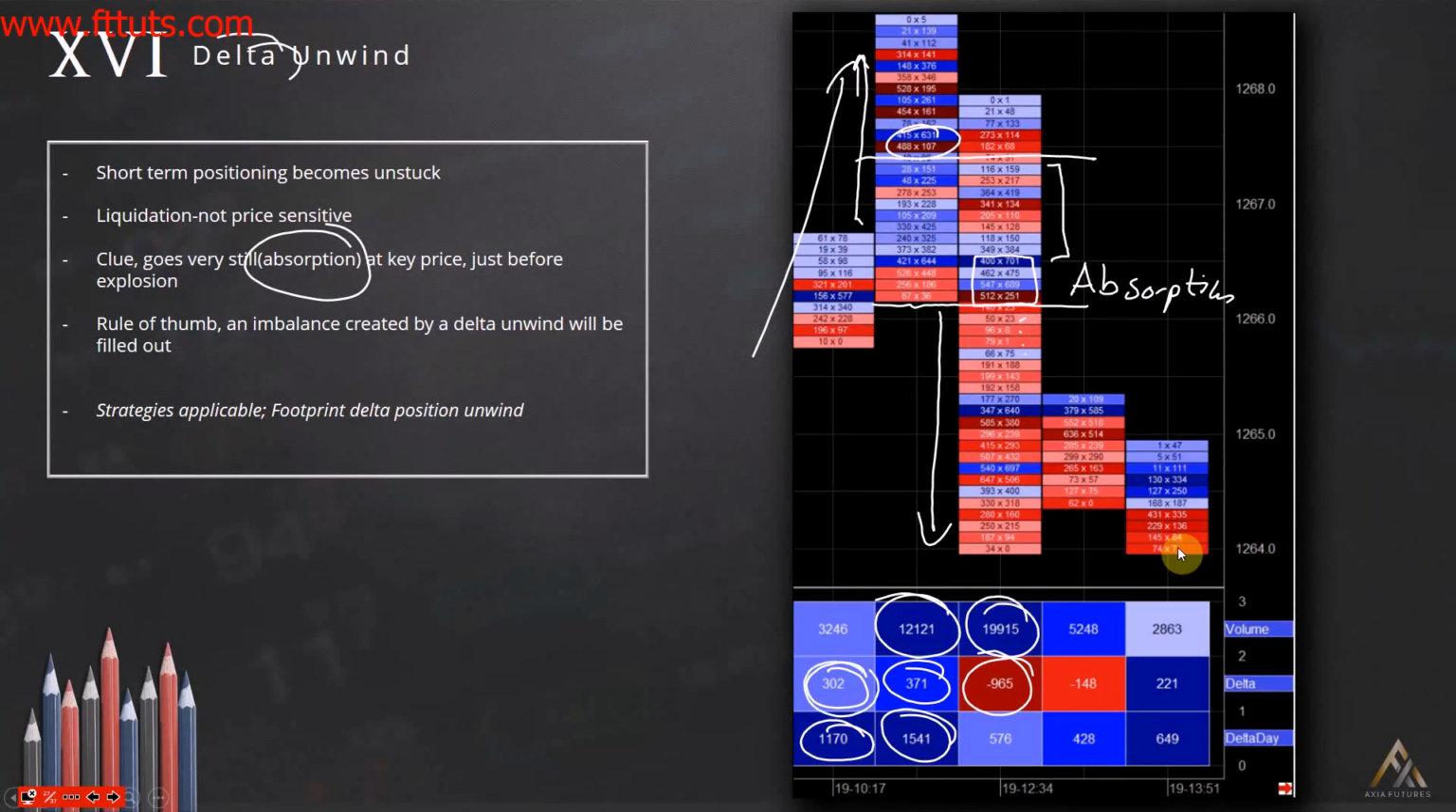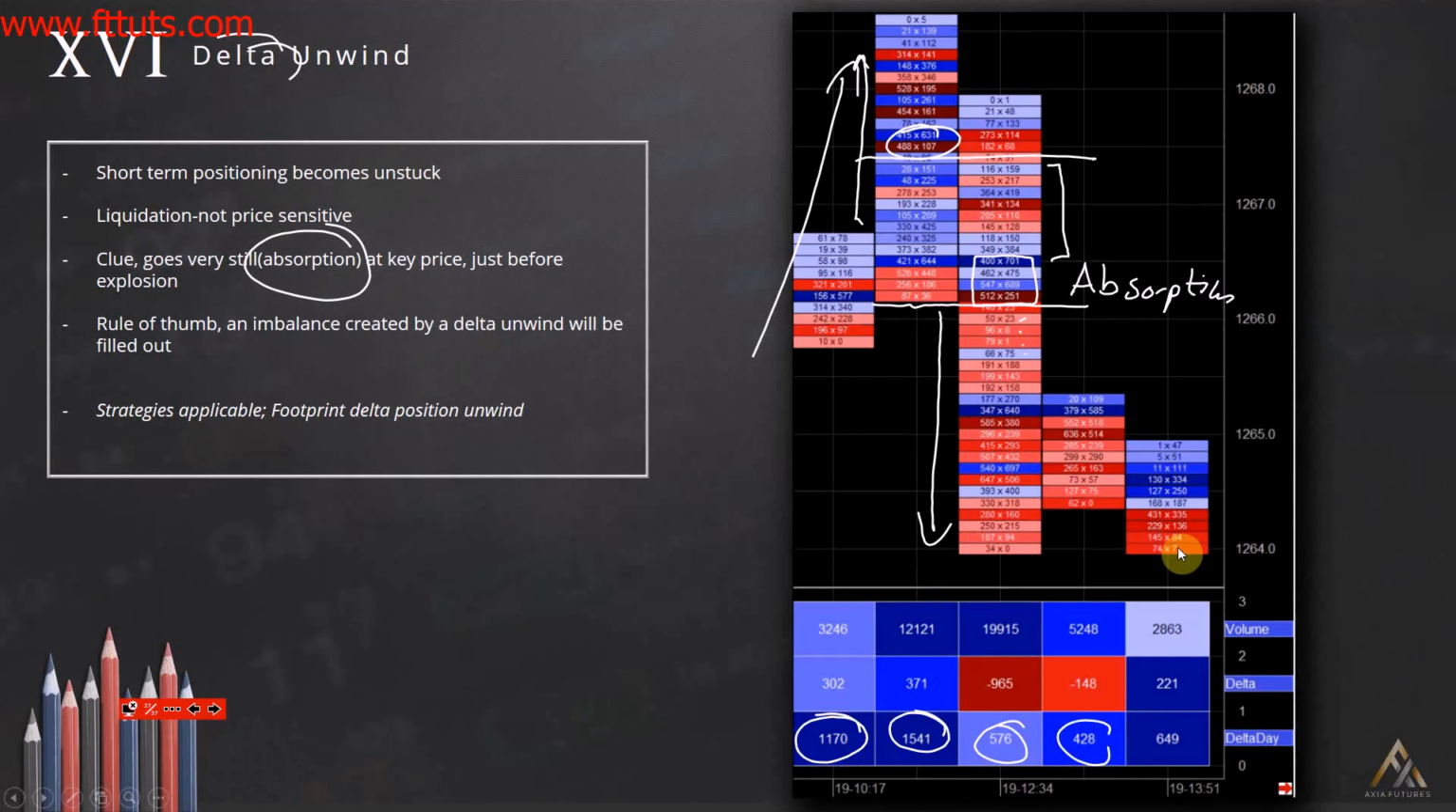We unwind this delta that's built up into the position, and ultimately you can see if we look at the delta on the day, it goes from positive 1200 all the way up to positive 1600, and then very quickly reverses as prices sell off to the downside.